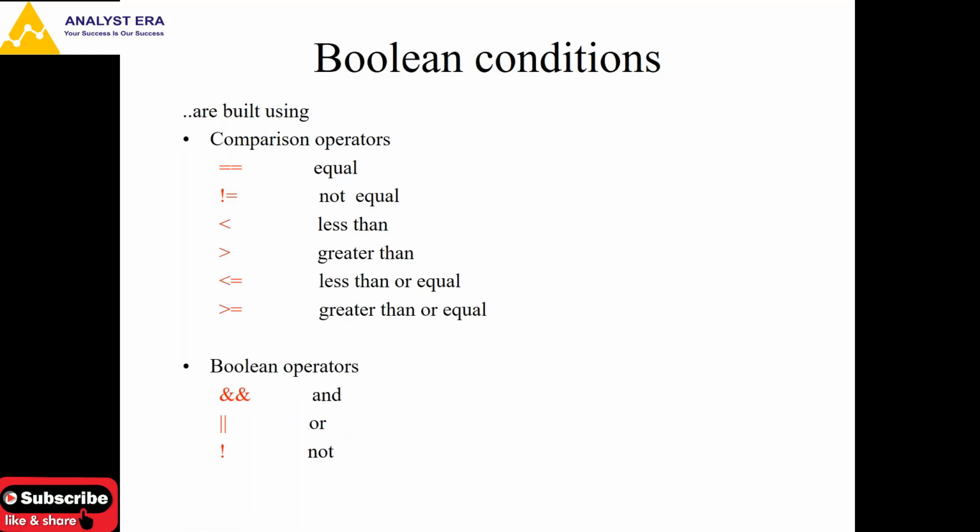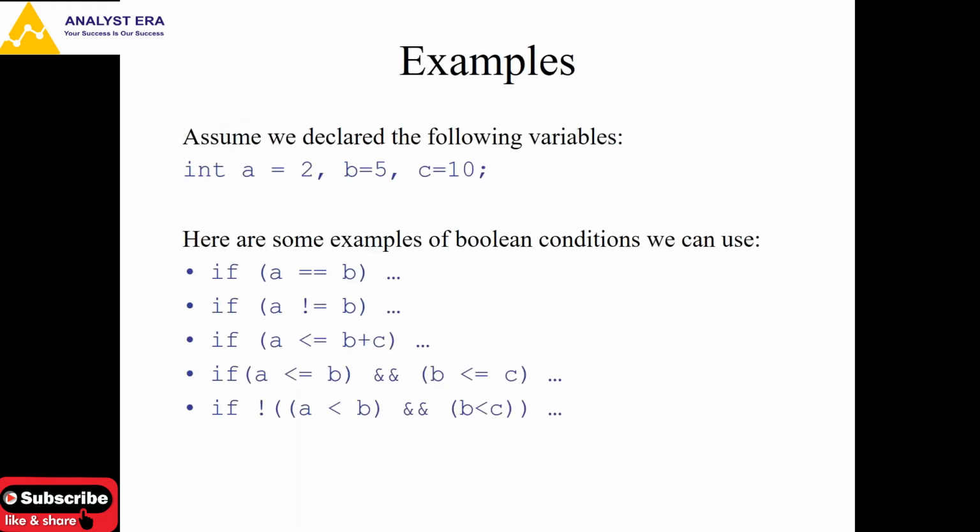If first is true and second is false, or any one of those two is true, then it will return the if condition as true. And not is just the reverse. If it returns true, then it makes it false. You can simply say this not keyword will do the reverse of whatever value we got in the if condition. So these are examples for your basic understanding.